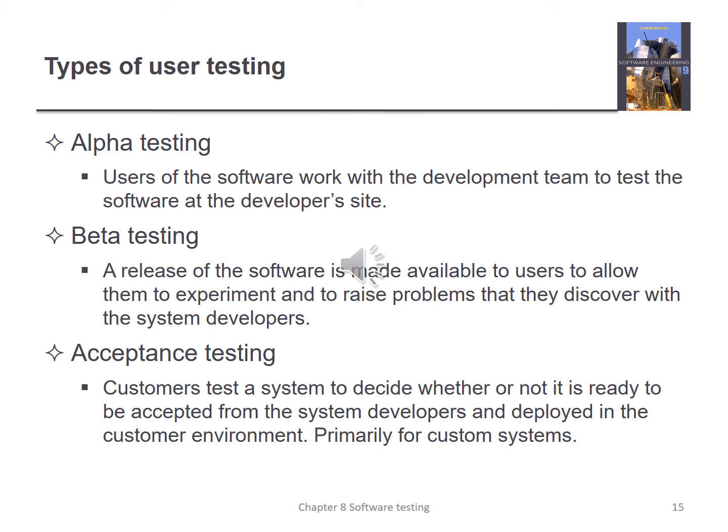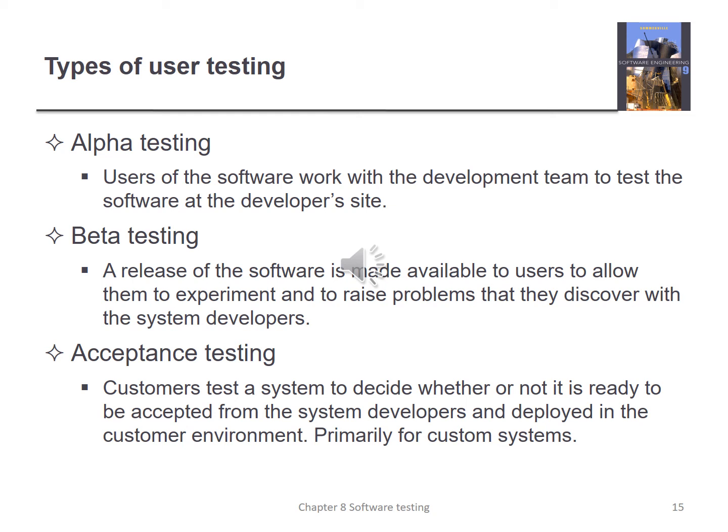Types of user testing: as we said, we have three types, or we divide it into three stages. First, alpha testing, which, as we said, we do in the component testing. Users of the software work with the development team to test the software at the developer's site. It is a type of software testing performed to identify bugs before releasing the product to real users or to the public, and it is done in the development environment. Beta testing is performed by clients who are not part of the organization.